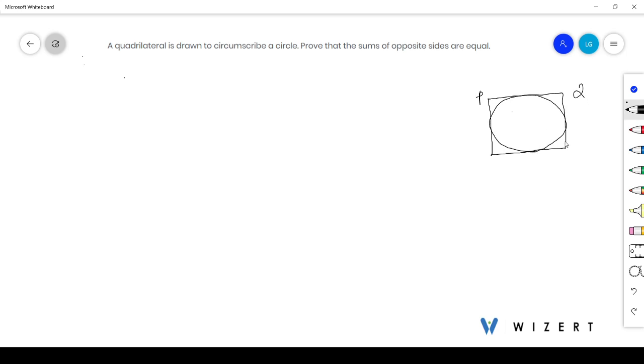PQRS which circumscribes a circle. Let PQ touch at point A, PS touch at point B, SR touch at point D, and RQ touch at point C.